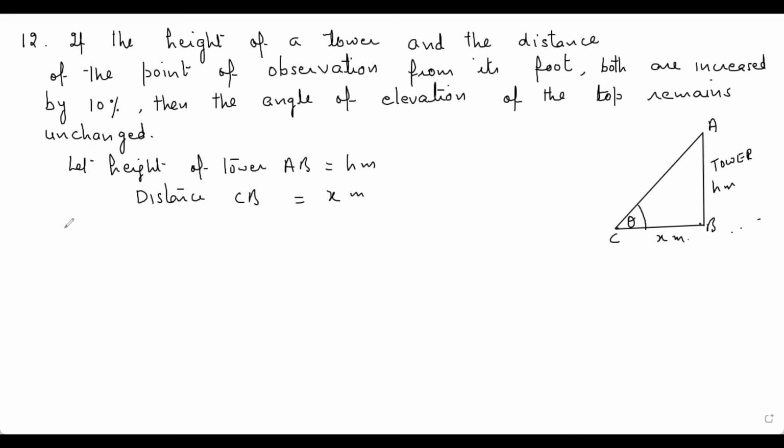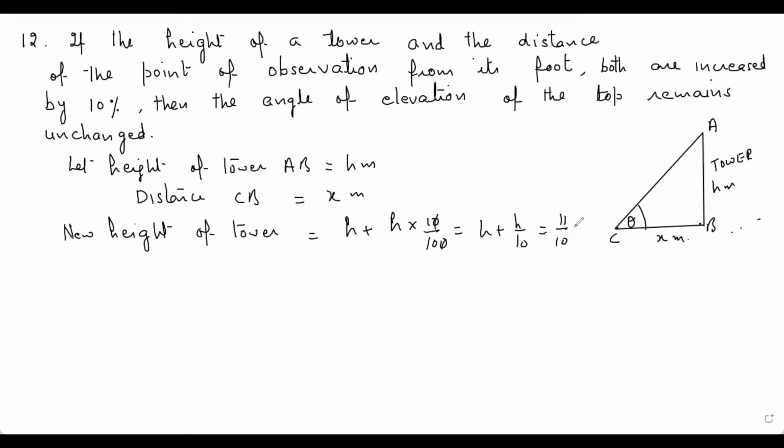Now the new height of the tower is equal to h plus h into 10 by 100. If the height of the tower is increased by 10%, this will be equal to h plus h by 10, that is equal to 11 by 10 h. The distance of the point of observation from its foot is also increased by 10%. So the new distance is equal to x plus x into 10 by 100. So that is equal to x plus x by 10. That is equal to 11 by 10 x.